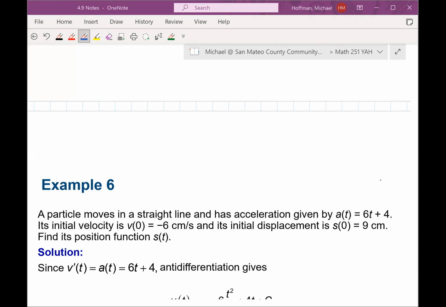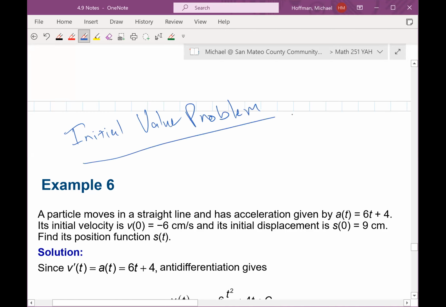Okay, friends, the last thing I want to do is this example, which is also a physics example, but it's also what we call an initial value problem. Instead of just using unknown constants, we're going to have initial values or information to find what those values really are.